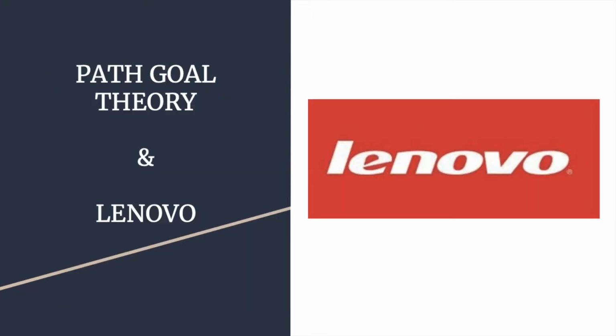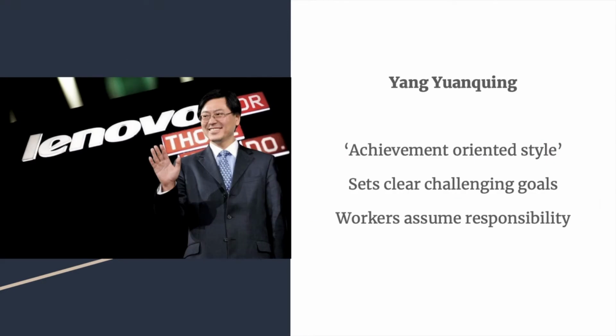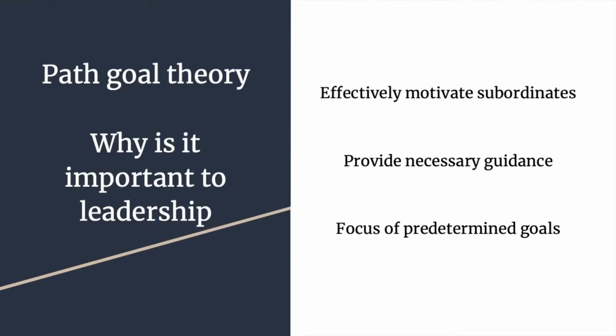Another example of a leader of a company who uses Path-Goal theory is Yang Yuanqing of Lenovo. Yang Yuanqing, the CEO of Lenovo, uses the achievement-oriented style of Path-Goal theory as he believes that it improves and sustains performance of team members. He sets clear, challenging goals and expectations for his followers as he has an aggressive vision for the growth of his company. Yang Yuanqing expects his workers to assume responsibility. He demonstrates this through his recruitment of senior executives, whom he regularly meets with and closely works with to develop goals and bring his vision to life.